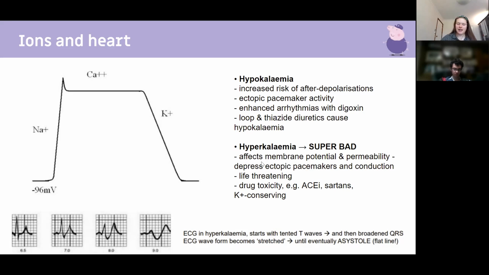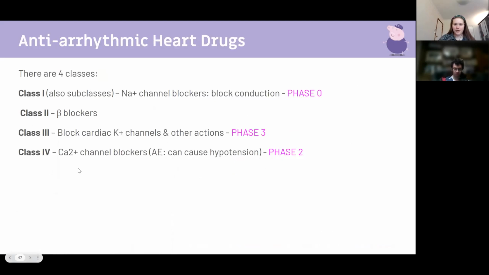So if you ever see an adverse effect of a drug being hypokalemia, it's bad, but you might still prescribe the drug. If you see an adverse effect being hyperkalemia, you'd really think twice before prescribing it. So for hypo, you have some of your diuretics causing it. Whereas for hyper, it's some of the sartans that David just went through, your ACE inhibitors, and your potassium conserving ones. But you don't really need to know too much about this either, just know hyper is not great. And both of them can cause arrhythmias.